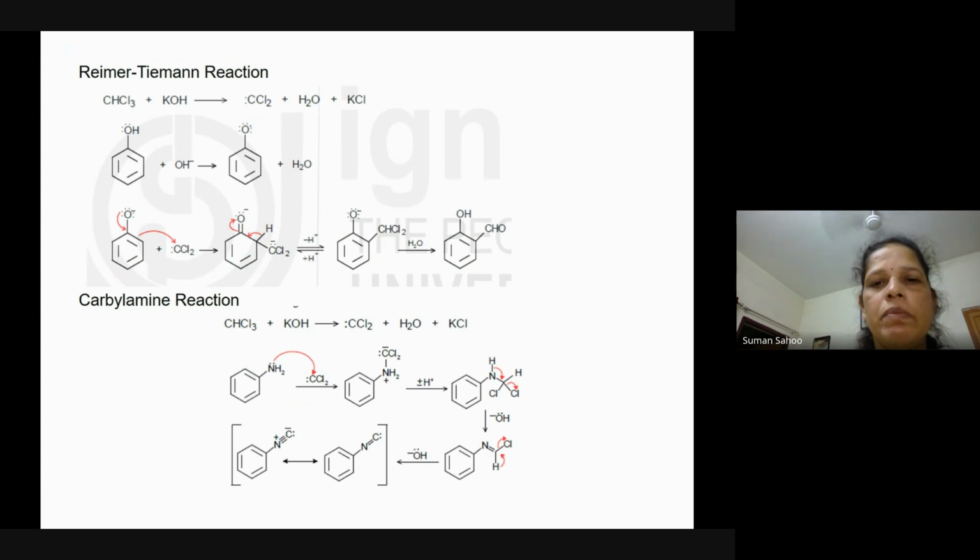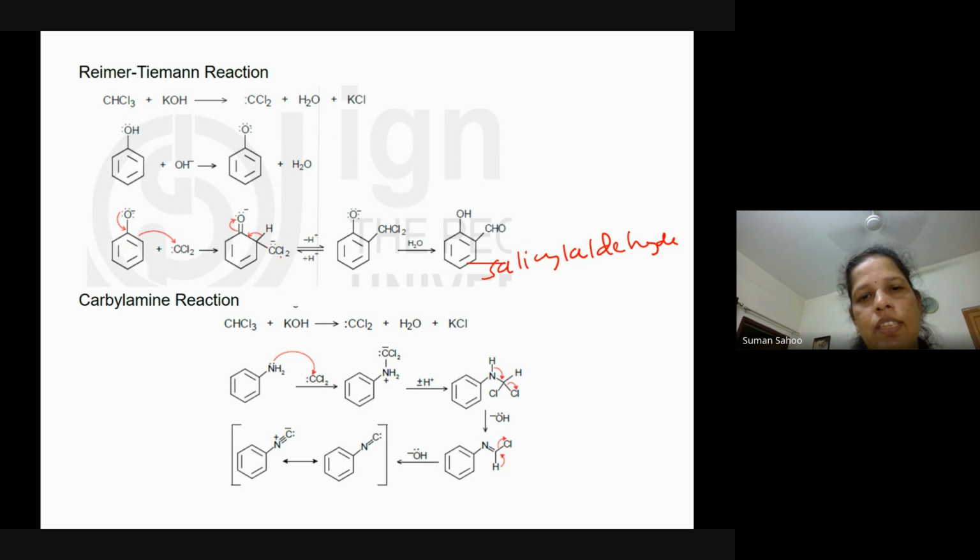So next is the Reimer-Tiemann reaction, which involves the formation of salicylaldehyde. First step is, from chloroform in presence of potassium hydroxide, that gives you dichlorocarbene. As this is done in alkaline medium, it first generates a phenoxide, which undergoes a kind of electrophilic substitution reaction to generate this intermediate, which after many steps gives you salicylaldehyde.